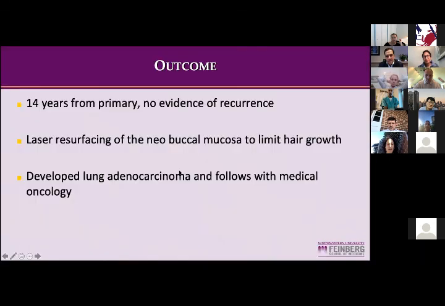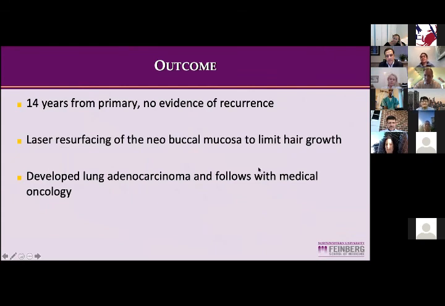And then our patient is 14 years out from his primary, so I did not do this case. He had no evidence of local recurrence. He did actually require laser resurfacing of that flap so that he didn't have a beard growing in his mouth, and unfortunately did develop a second cancer, and currently is just following with his medical oncology.